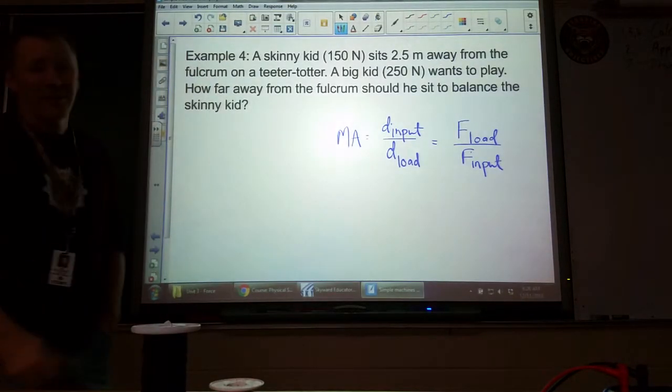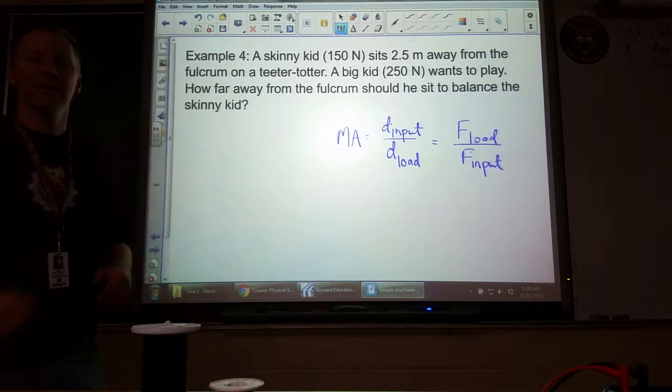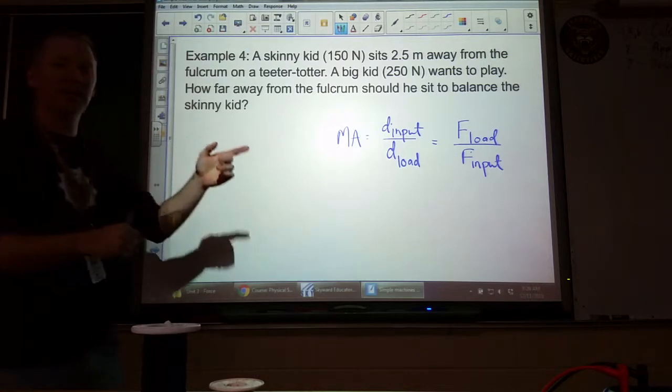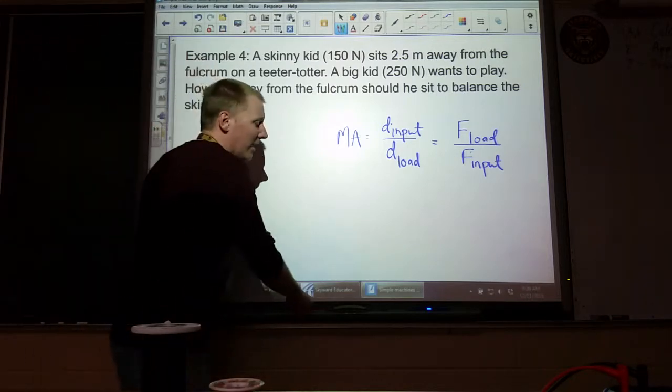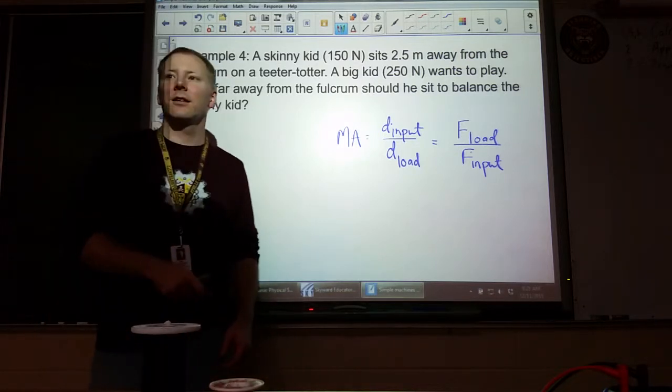Now what should we call input and what should we call load? We don't really have an obvious one here. Good. What are your thoughts, Caleb? The skinny kid is the F load. Okay, you want the skinny kid to be the load. That's fine. Essentially all we have to do is say one of these kids is going to be the load, the other kid is going to be the input.